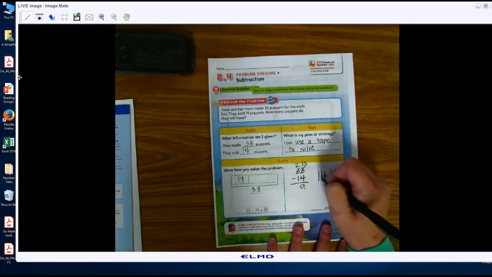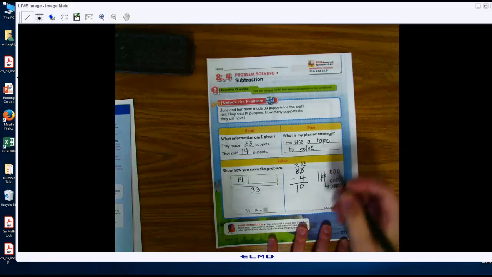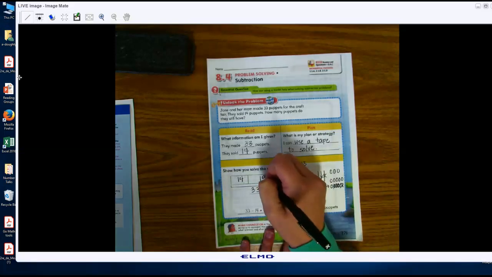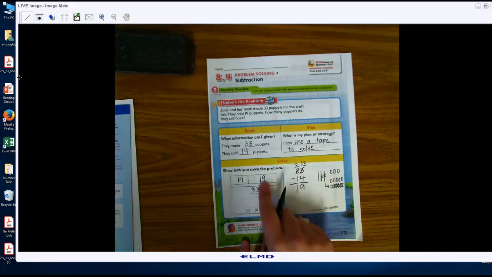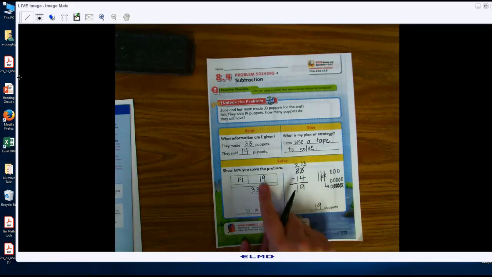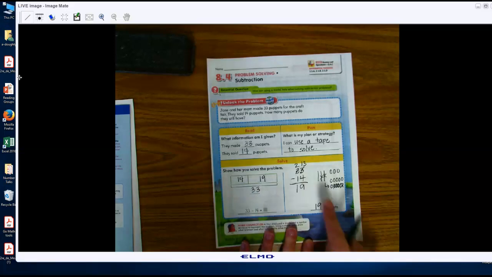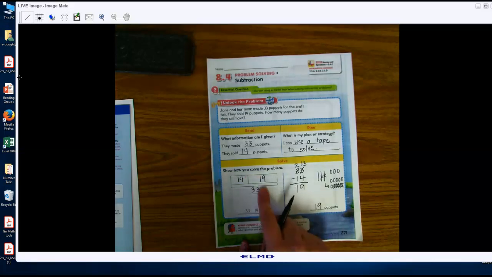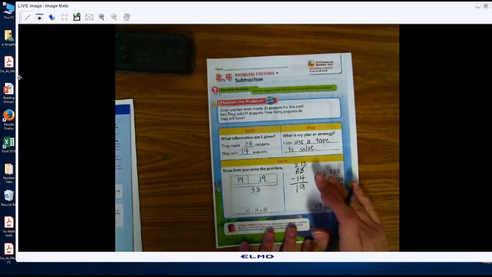And take away the 10. 2 take away 1 is 1. And then the missing part you need to write over here. The missing part is 19, and I need to write it in my answer, 19. So write it in your tape and write it in this word sentence right here, 19 puppets for the answer. Make sure you have all 3 parts of the tape, and make sure you wrote it here in the answer, and then this shows me your work. If you didn't draw it, you would just have that.